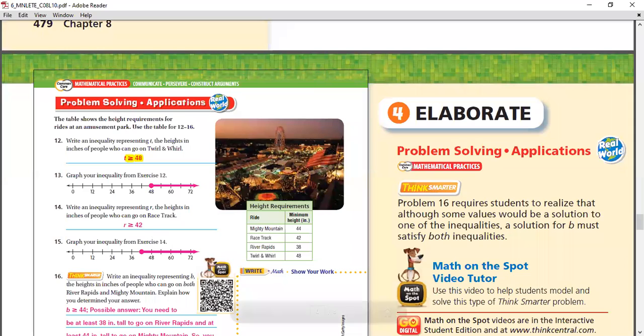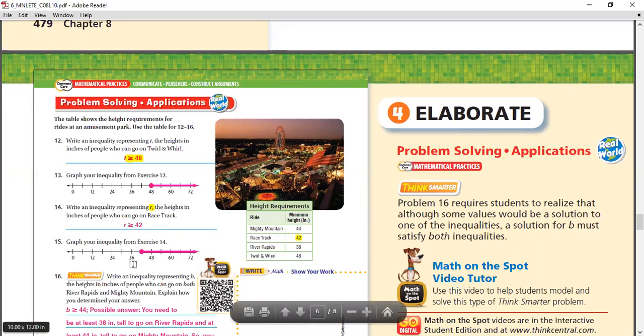Okay, girls, I think you would have got the answers here. So write an inequality representing R. So we have to use the variable R here. The heights in inches of people who can go on Racetrack. So Racetrack is 42, which means you have to be 42 or more inches tall to go on that ride. So R should be greater than or equal to 42.